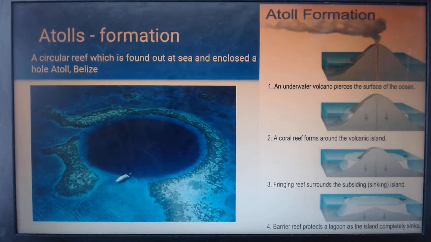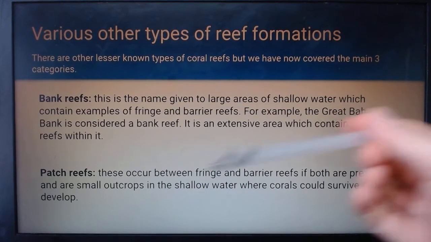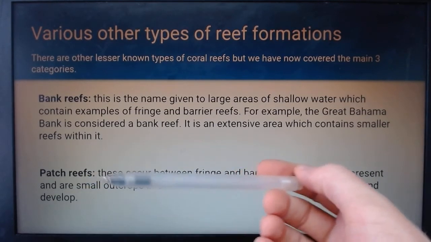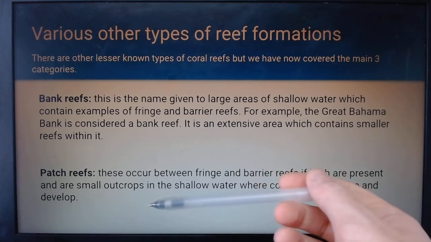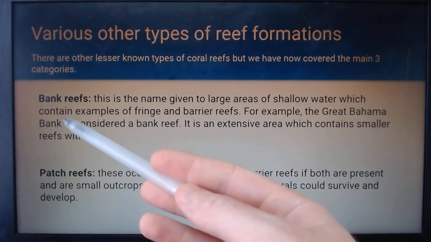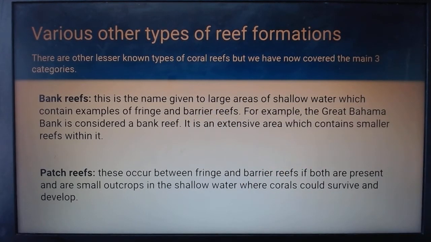There are 3 types of reefs. There are 2 other types I want you to make a quick note of, but these are lesser discussed or known. A bank reef, you might be surprised to realize, is the name given to a large area of shallow water which contains examples of fringe and barrier reefs. So for example, the Great Bahama Bank, which we've already looked at, contains Grand Bahama, Bimini, the Berries, Abaco, New Providence, Andros, all of that. The Great Bahama Bank is considered a bank reef. It is a huge area which contains smaller reefs within it. That's all a bank reef is.